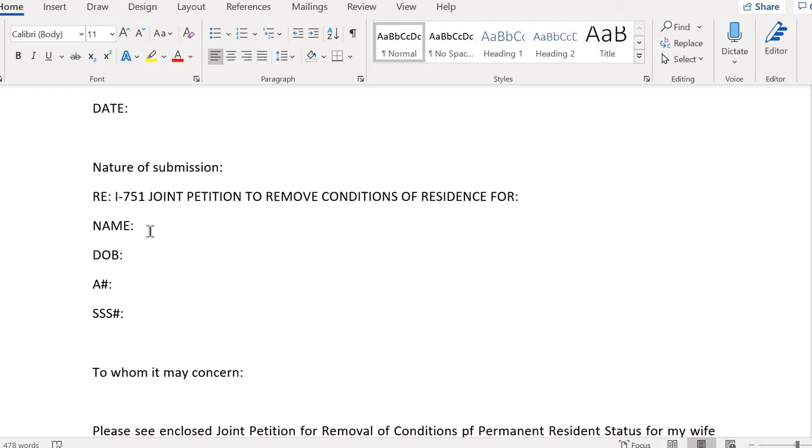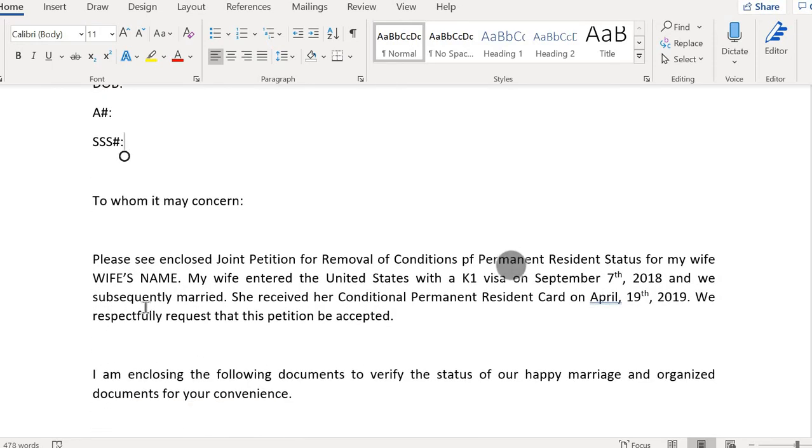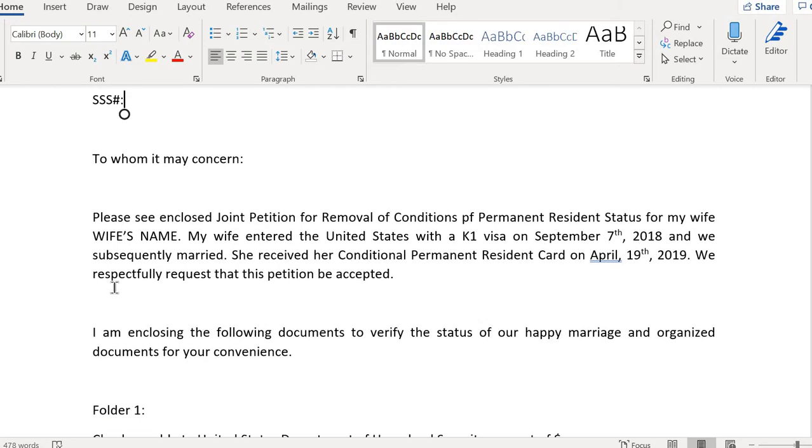So in my case, I will put my name here and my son's name as well, and date of birth. Basically, I will put my name, my date of birth, my alien number, my social security number, and then "To whom it may concern."